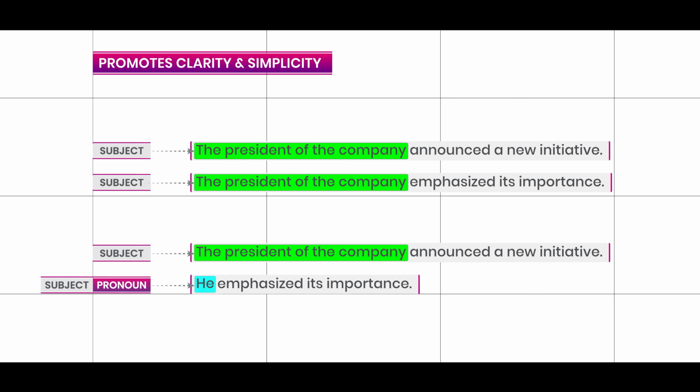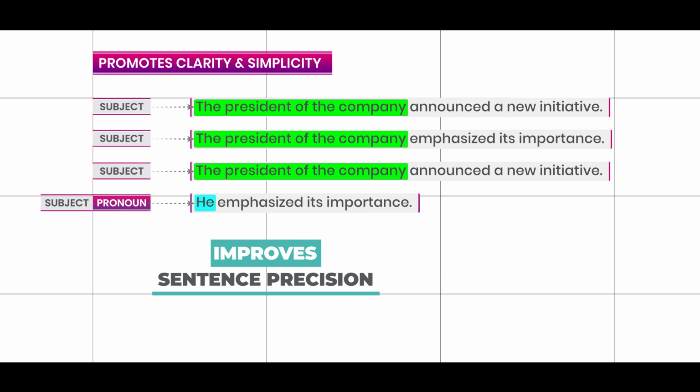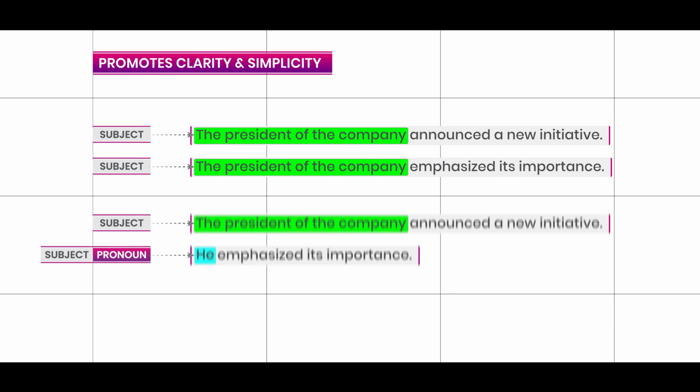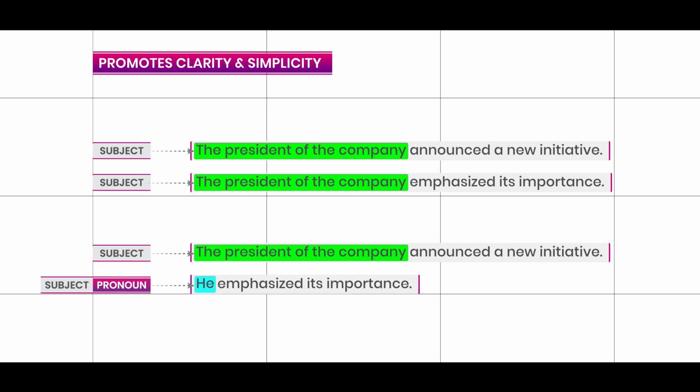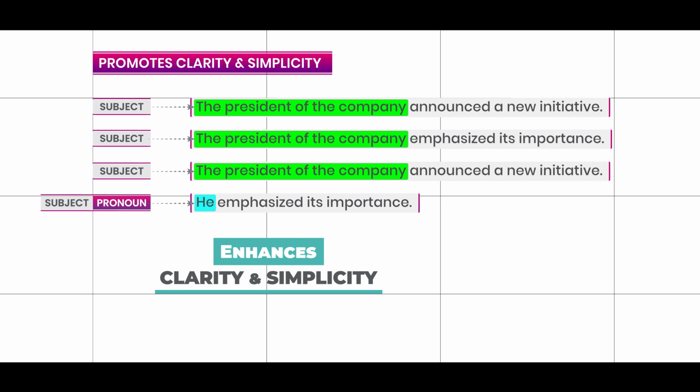And now, if you look at the two sentences, "The president of the company announced a new initiative. He emphasized its importance," it definitely makes the sentences more straightforward and concise, and it eliminates the need to repeat the phrase "the president of the company." So all said and done, in this example, I'm sure you realize that the removal of the long phrase and replacing it with an equivalent subject pronoun "he" has enhanced the clarity and the simplicity of the sentence.